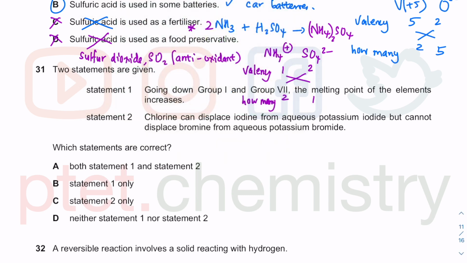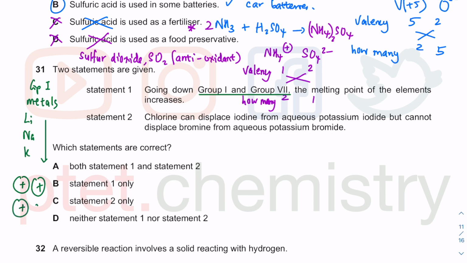This is about periodic table chemistry. This is about group 1 and group 7. We know that group 1, we are talking about metals. And we know that in terms of the metals, lithium, sodium, potassium, the size of the cation is getting bigger and bigger. So we talk about the giant metallic structure where you have the layers of cations. And then what we have is delocalized outer shell electrons.